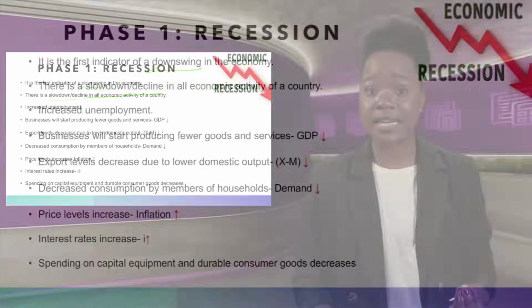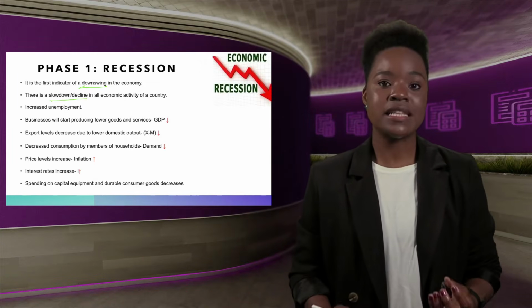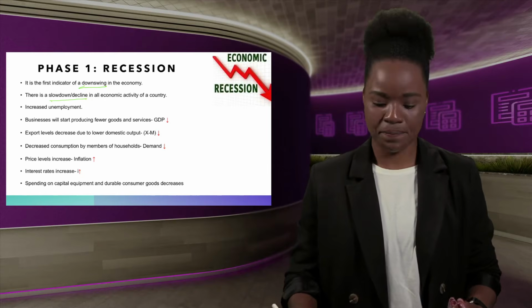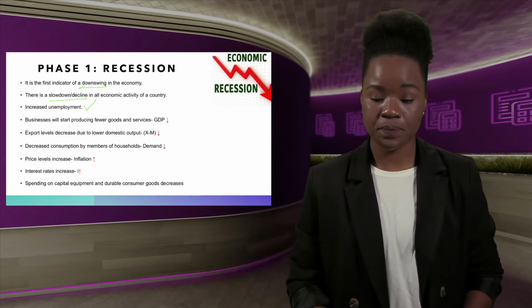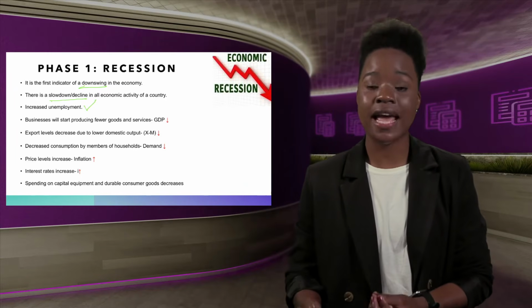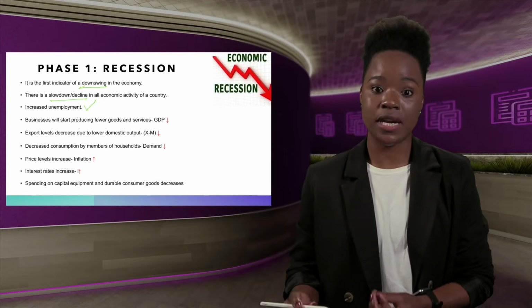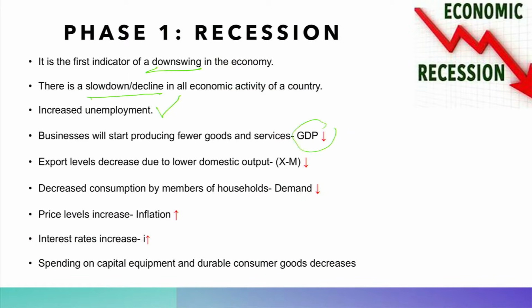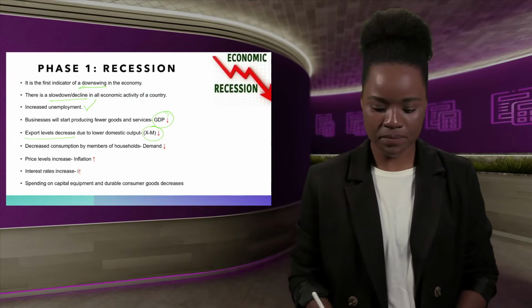This is to say there is an increase in unemployment. The number of people who do not work goes high. That's the first thing. Secondly, businesses will start to produce less and less of their goods and services, decreased productivity. That means the GDP is going down, the GDP is decreasing. Also, we have export levels decreasing. This means in our GDP calculation, the X minus M, which is the net import, it goes down.